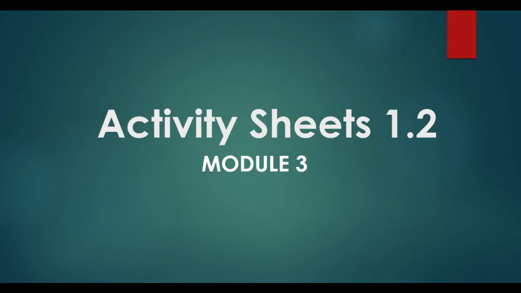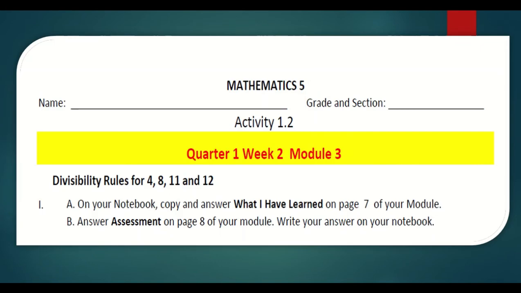Okay, so this time, let's answer your activity sheets 1.2. This is under module 3. So with Roman number 1, on your notebook, copy and answer what I have learned on page 7 of your module. You will also answer assessment on page 8 of your module. You will also write your answer on your notebook.